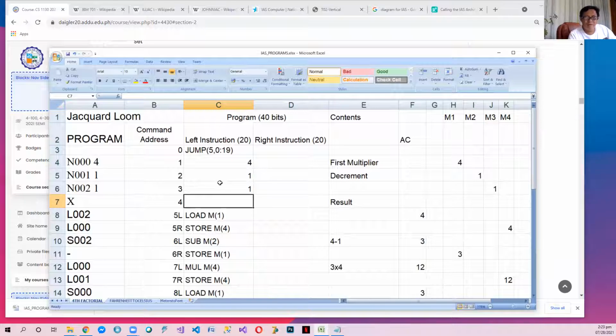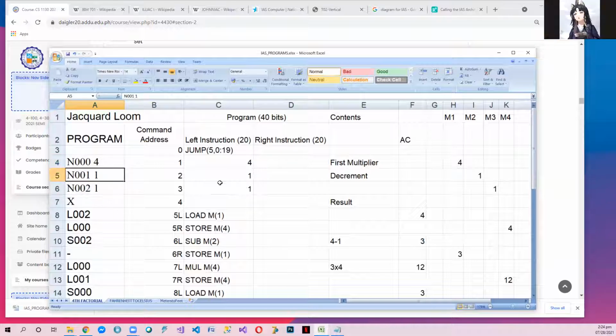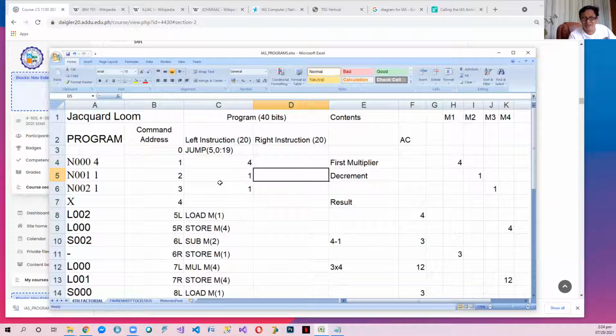Do you follow now? Stored program, so the commands and the variables are on the same device. Unlike in the Jacquard, rather in the analytical engine, the commands are on the Jacquard loom and the variables are in memory. Do you see the difference? The stored program concept should be clear.